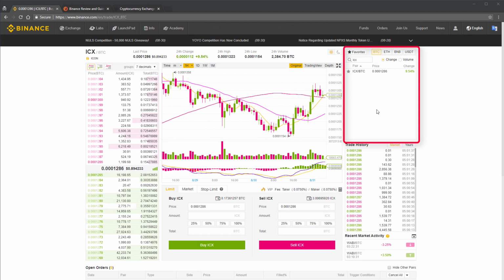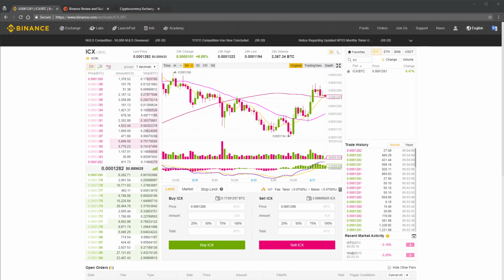Now it is important to note, trading pairs on Binance are denominated in Bitcoin, Ethereum, Binance Coin, which is the native cryptocurrency of Binance. They launched an ICO and distributed Binance tokens, or Binance Coin, and USDT, Tether. So if you deposited something like Cardano and you're looking to turn that into, we'll say Icon, you would first need to sell the Cardano for Bitcoin and then use the Bitcoin to purchase Icon.